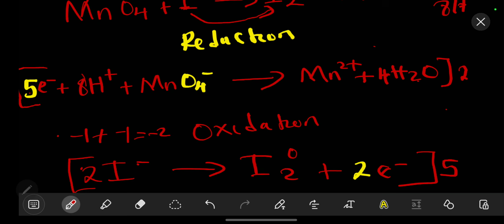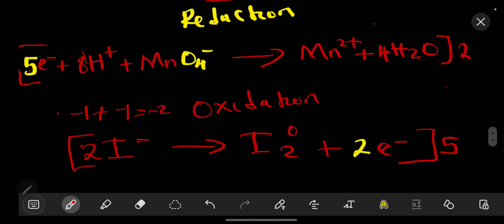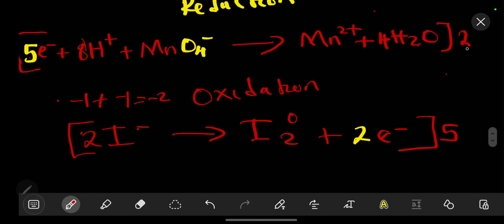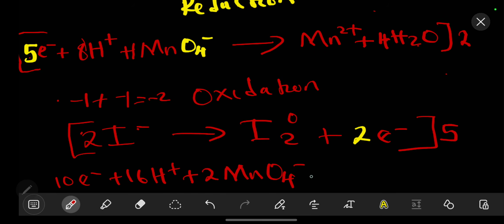Multiply by 2 there. Then all we have to do is write what we are going to have. So we have 2 times 5. This will give us 10 electrons. Then we have our 2 times 8. We are going to have plus 16 hydrogen ions. Then our 2 times the one that is here, we are going to have plus 2 MnO4 negative. Then we are going to have our 2 times Mn. We are going to have 2 Mn 2 positive. Then we have plus our 2 times 4 will give us 8 H2O like that. So this is what we have for that equation.